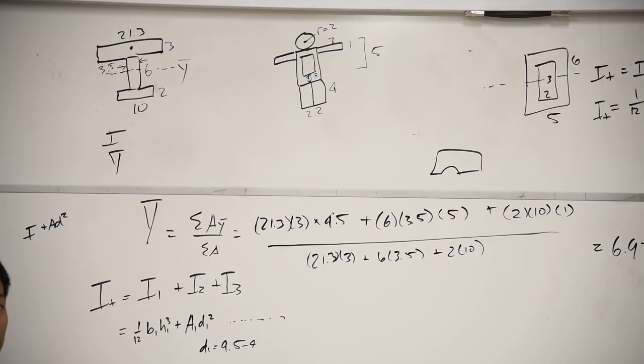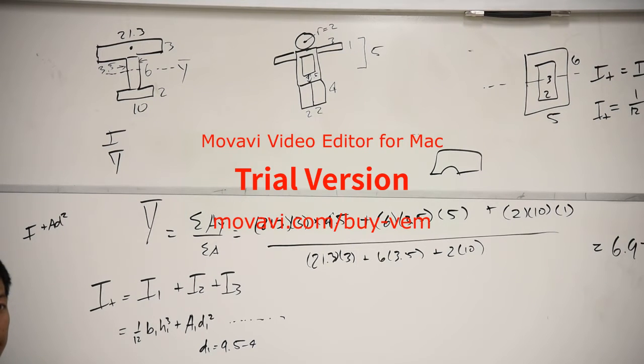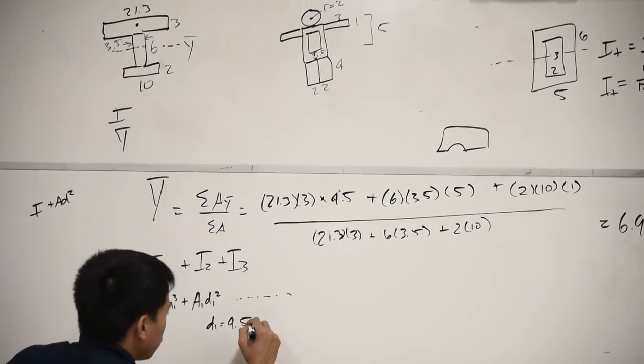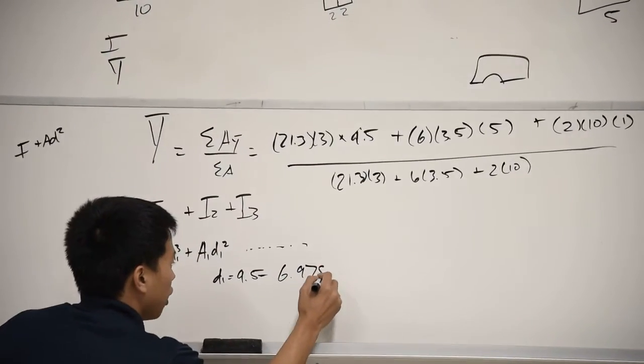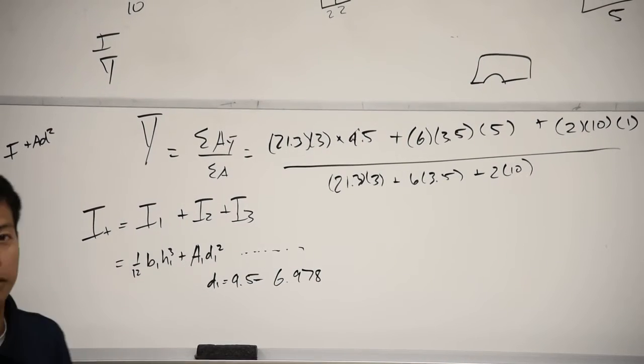Shouldn't it be 9.5 minus 6.978? Where did I get 4? Yeah, that's the question. See, this is why I make them... 6.978. You're right, you're right. Any other questions?